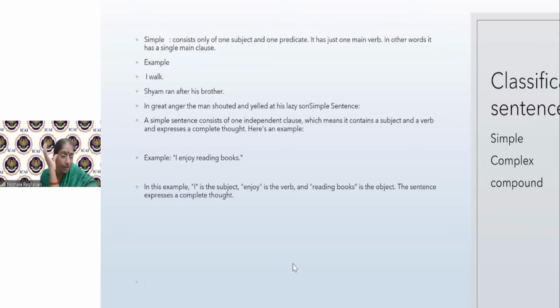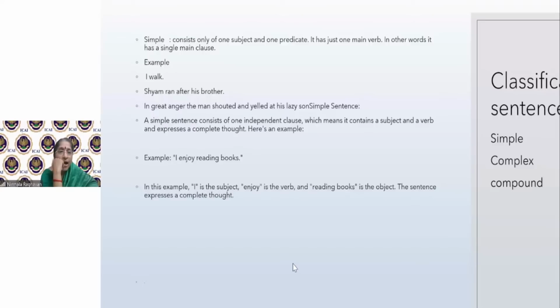Okay, now a simple sentence consists only of one subject and one predicate. It has the one main verb. In other words, it has a single main clause. One main clause is what the simple sentence will have. She ordered is a clause. Because you put a full stop, it's complete.